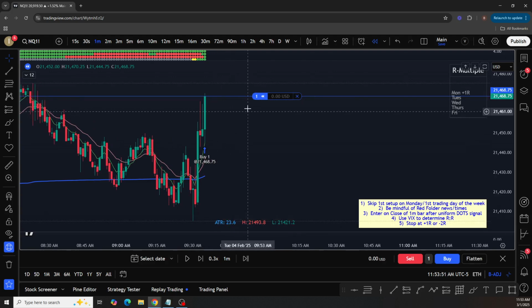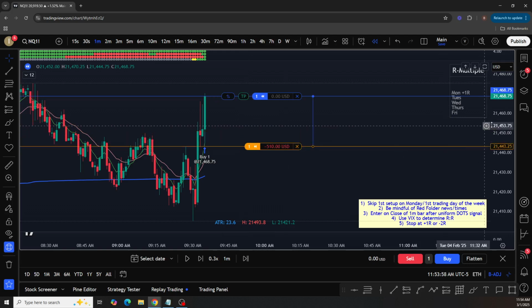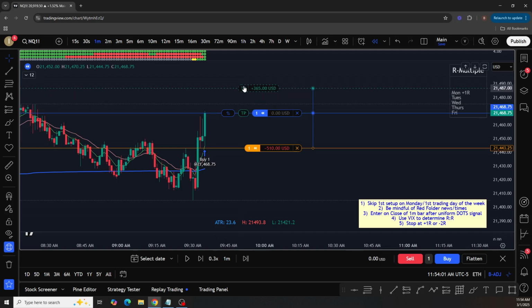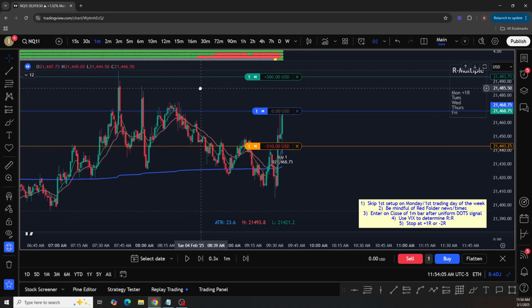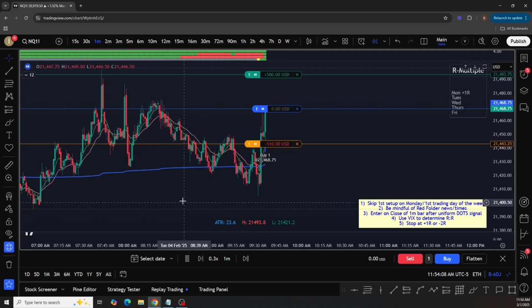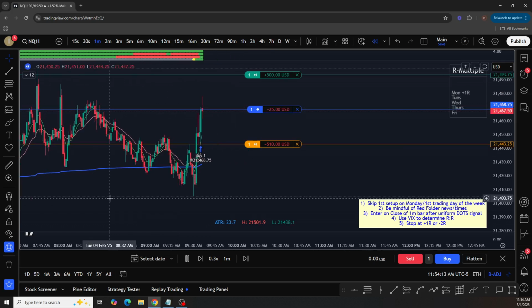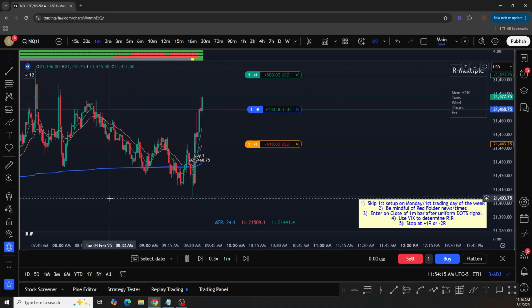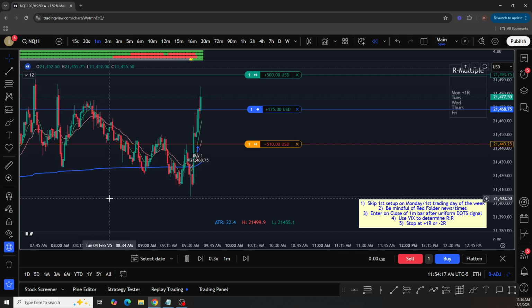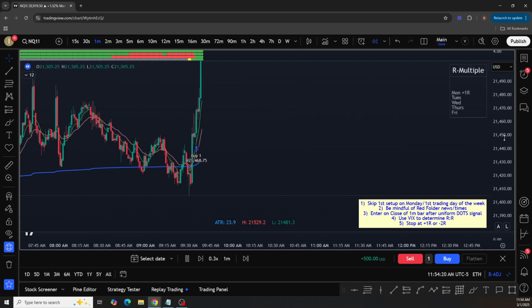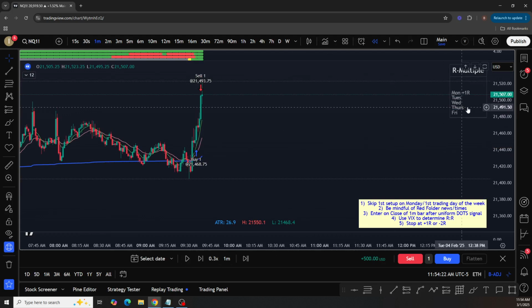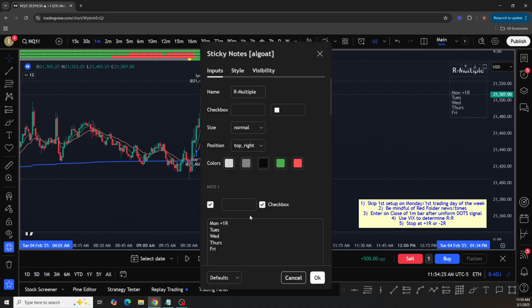ATR is 23, so call it 25 points. Close enough for government work. And let it play out. It's taking its time. There you go. Tuesday, 1R.